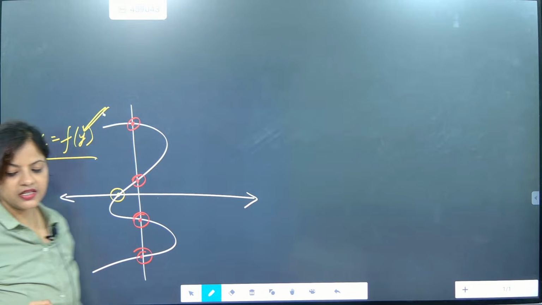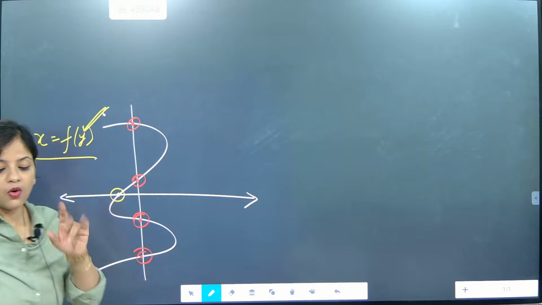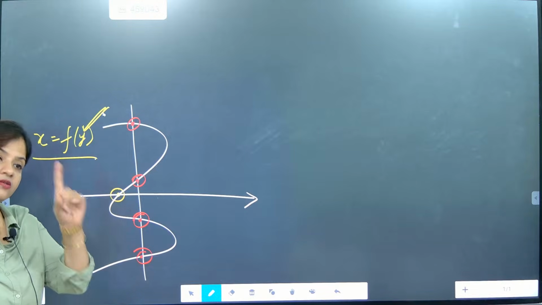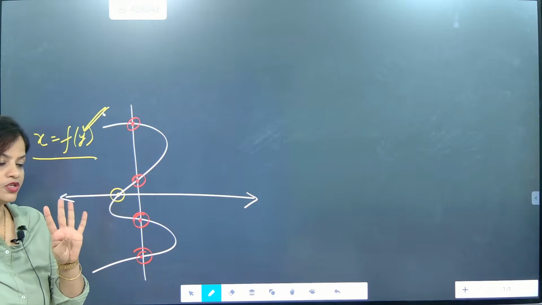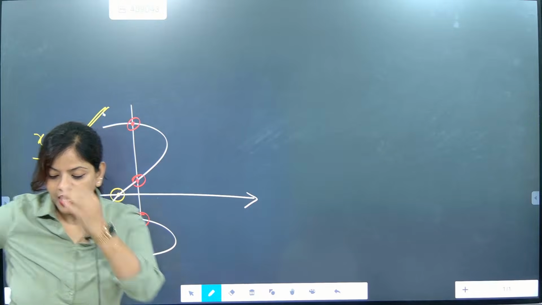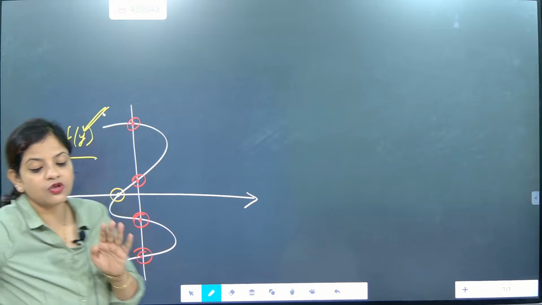You need to understand this, analyze it very nicely. If y is equal to f of x is given, it means 1 zero. If x is equal to f of y is given, 4 zeros are there. So 4 solutions are there. So you need to be very acquainted and very, very clear when you are solving these type of questions.